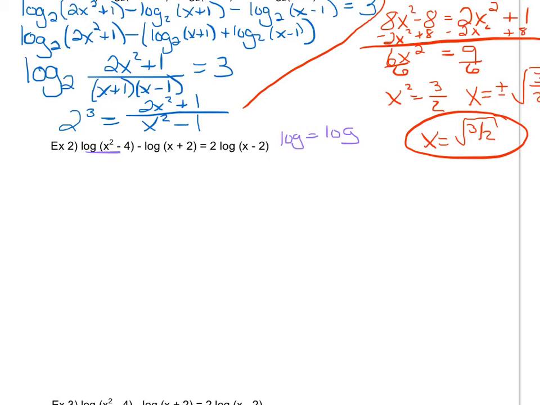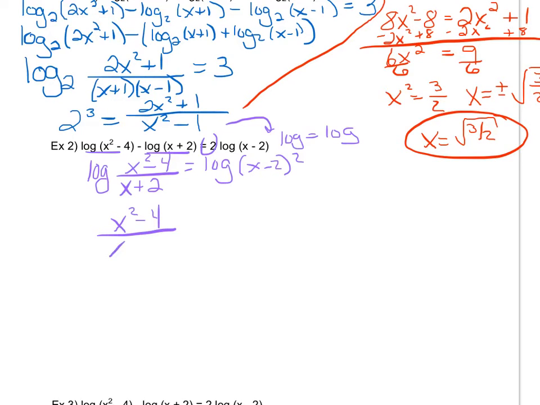So I'm going to combine these two using division, and I'll have log of x squared minus 4 over x plus 2 equals, I can put the 2 up here, log of x minus 2 squared. Now that I have it in the form I want it to be in, I'm going to take and set each of these equal to one another. So I'm going to have x squared minus 4 over x plus 2 equals x minus 2 squared.